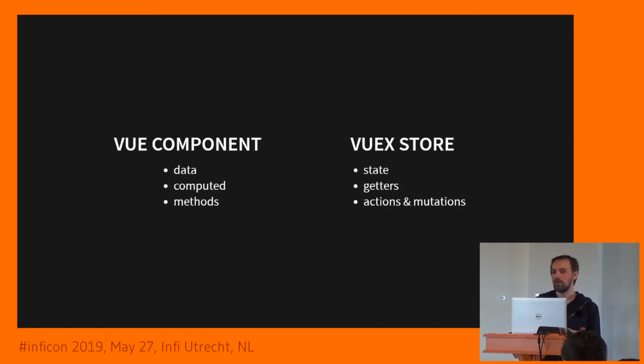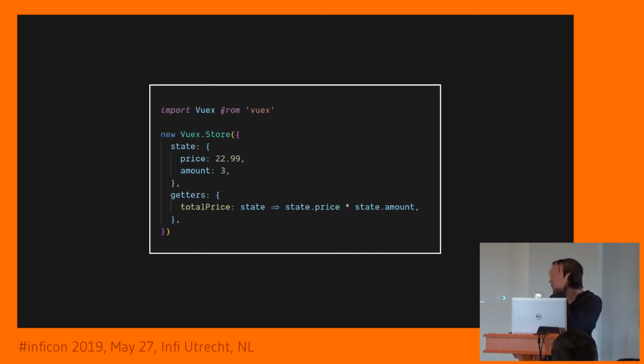The Vuex store is very similar to a component. So we've looked at a component, we've looked at the data computed property, and it also has methods. In a Vuex store, where you have data in a component, you now have a state in the store. And the state is also reactive. Where you have computed properties in a component, now you have getters in a store. And whereas you would have methods in a component, in a store you have actions and mutations. So this is what a typical store could look like. Similar to the component we saw earlier, this time our price and amount is contained within state, and we have a getter for the total price.